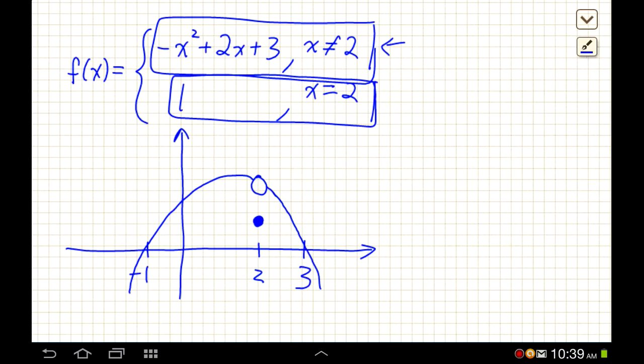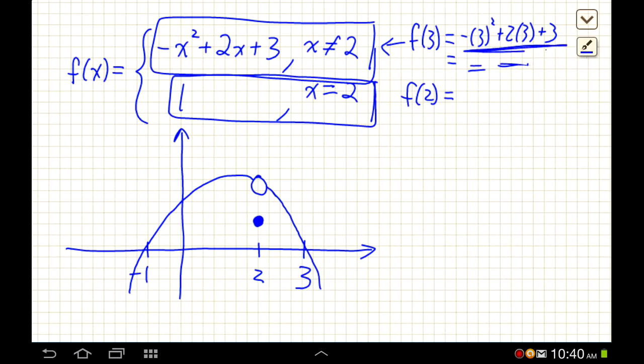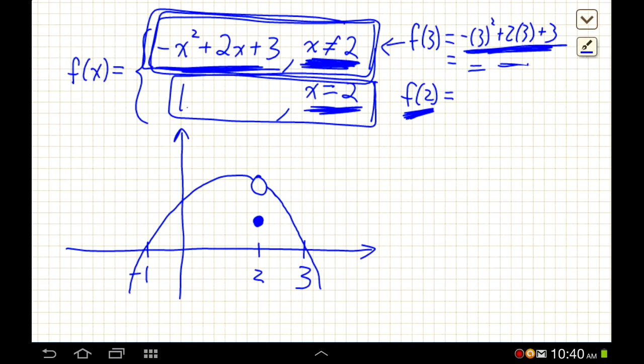So now, if we were to evaluate f, let's say evaluating f at 3, then what you do is replace x with 3 everywhere we see x, and this would get us some number for sure, and you can calculate that. The reason we use the first component of this piecewise function is because x is 3, x is not 2, so we use this component. But what happens when x is 2? If x is 2, then we have to use this piece.